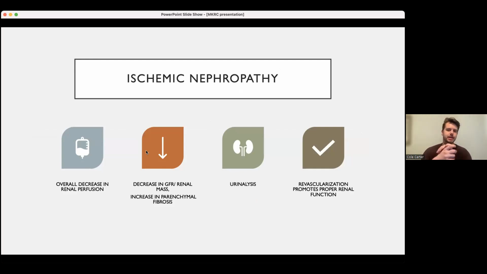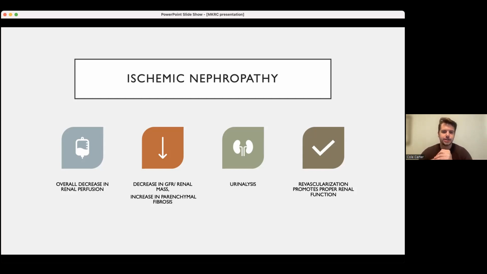And lastly, ischemic nephropathy. This is basically an overall decrease in renal perfusion with blood due to atherosclerosis. This is going to decrease your GFR, which is glomerular filtration rate, and renal mass, as well as have an increase in parenchymal fibrosis. Both of these combined really stress out the kidney and can put you into potential kidney failure and really stress out the heart as well, making it work overtime.